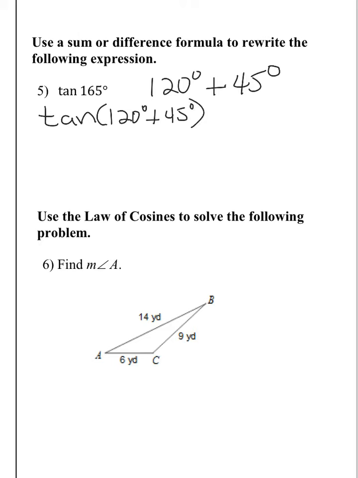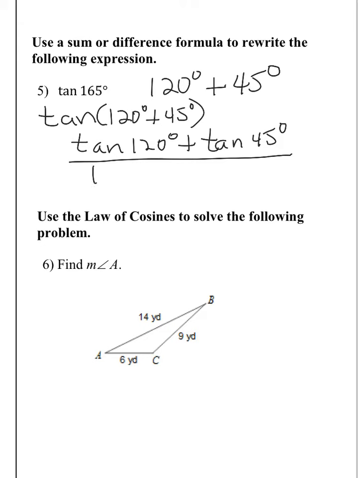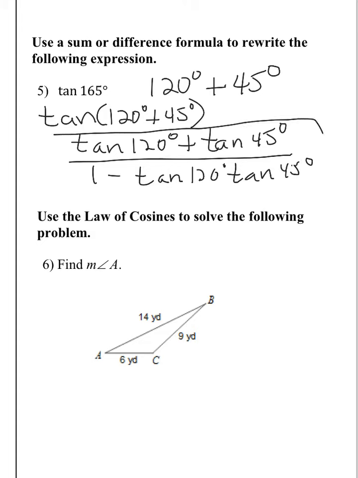So I'm going to use the sum formula on my math chart to write this in. So I'm using tangent of 120 plus tangent of 45 divided by 1 minus tangent of 120 times tangent of 45. And that's all you have to do to rewrite. You're just plugging that information into your formula that's found on your formula chart.